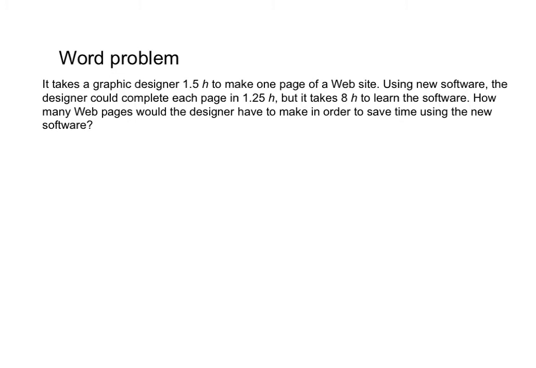So remember, on these kinds of problems, you always want to start by highlighting what the question is asking you for. So it wants to know how many web pages would the designer have to make in order to save time using the new software. And we want to make that our variable. So P is going to be equal to the web pages.